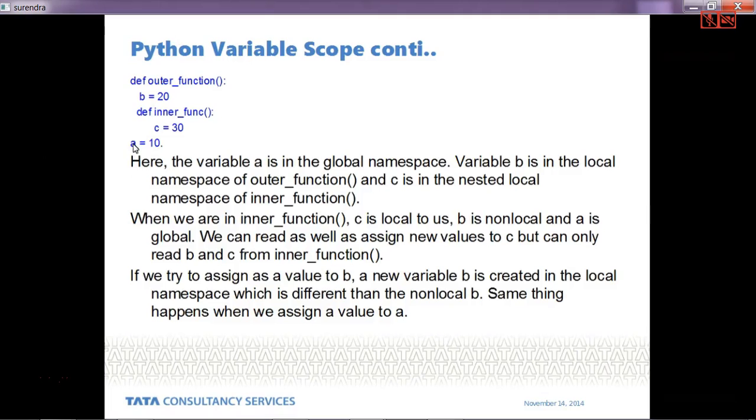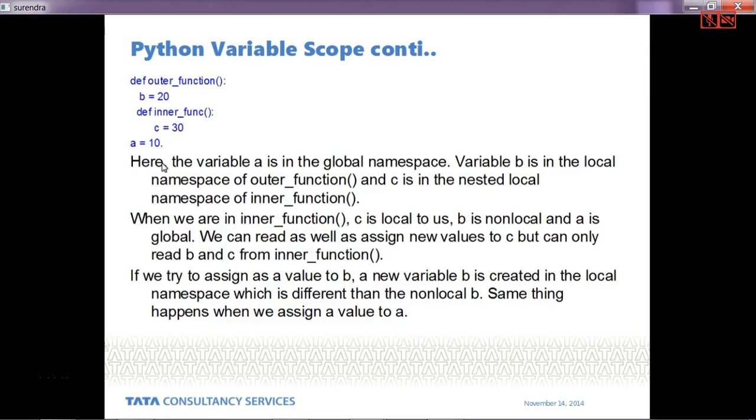Here the variable A is a global namespace, because it is defined outside of these two functions. Variable B is the local namespace of the outer function, because this is the outer function. Function inside a function, they return. That's why C is the next local namespace, of the inner function. This is a local variable to the outer function, and this is a local variable to the inner function.